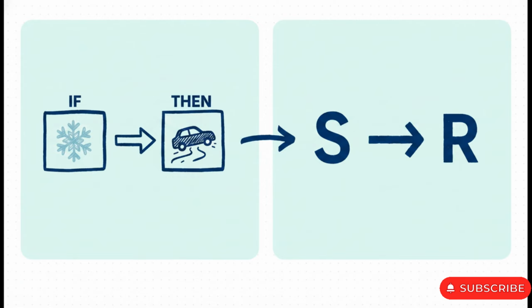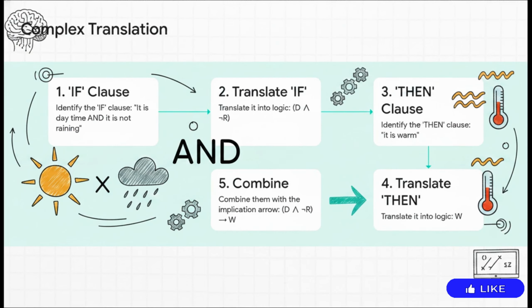And of course, we have our good old if-then structure. If it is snowing, then the roads are slippery. That sentence structure itself is practically screaming at us to use the implication arrow. So S implies R. Now, let's try a more complex one. If it is daytime and it is not raining, then it is warm. Don't get intimidated, we just tackle it in pieces. First, the if part, daytime and not raining. We know how to write that, it's just D and not R. Then we handle the then part, it is warm, which is just W. Finally, we connect those two chunks with the implication arrow. And just like that, we've built a complex logical statement, step by step.